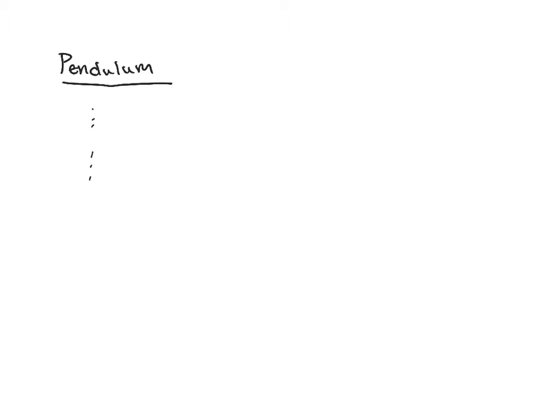So a pendulum has an equilibrium position, which is essentially vertical, and you pull it back some angle theta away from the equilibrium, and it's going to swing back. So the pendulum has a length, and the pendulum ball has a mass.